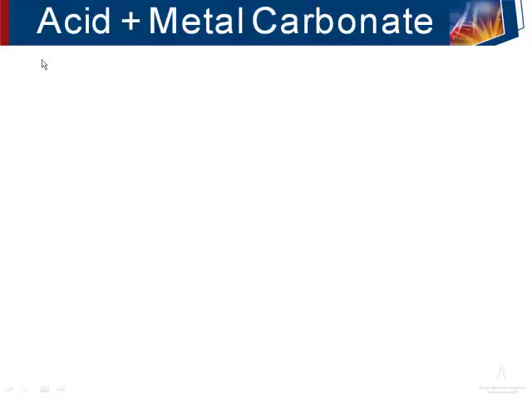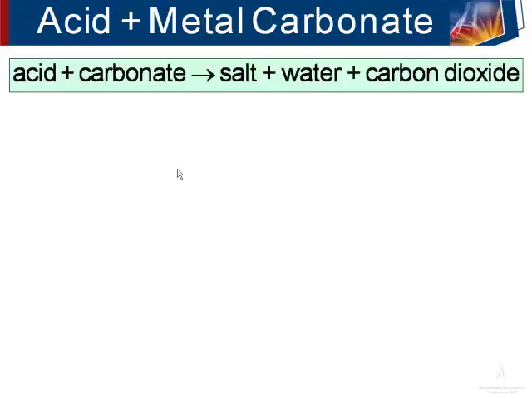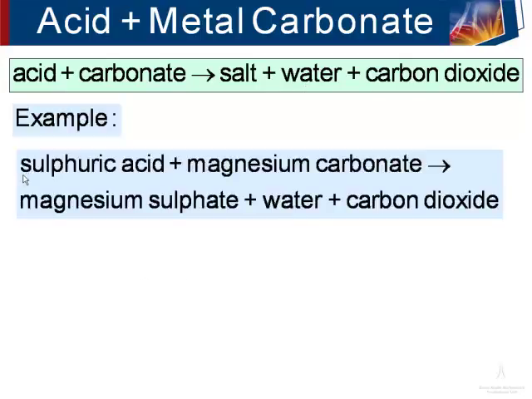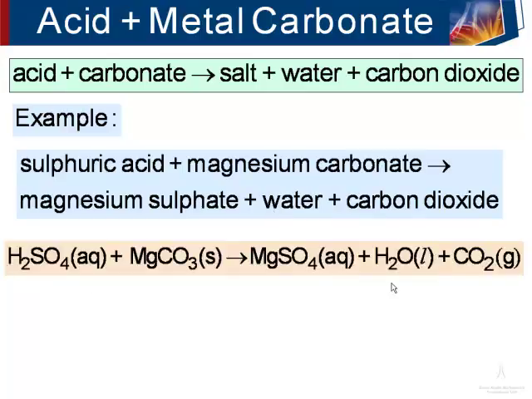The second reaction of an acid that we look at is when an acid reacts with a metal carbonate. In general, when an acid reacts with a carbonate, we form salt, water, and carbon dioxide gas. An example is when we react sulfuric acid with magnesium carbonate. What we actually form is magnesium sulfate, the salt, water, and carbon dioxide gas. And that's the reaction equation: sulfuric acid reacting with magnesium carbonate to form magnesium sulfate salt, water, and carbon dioxide.